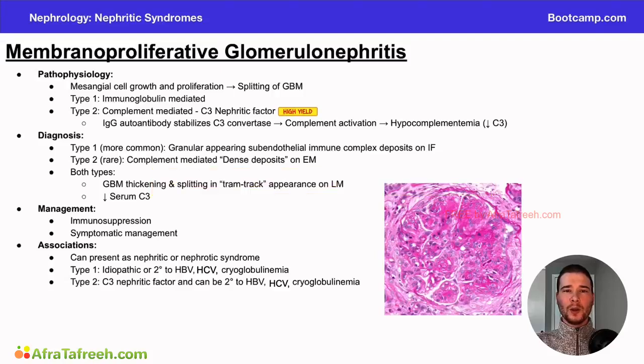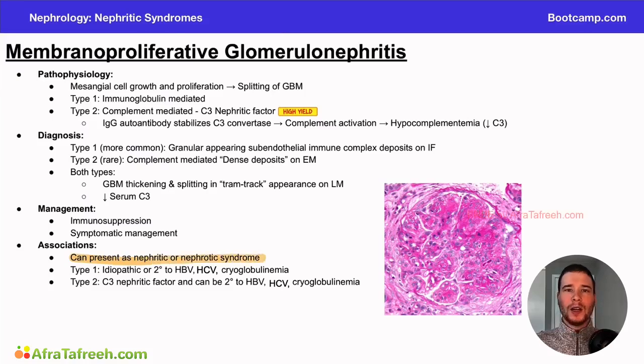So in this next video, we're going to talk about membranoproliferative glomerulonephritis. Overall, compared to some of the pathologies we've talked about in this chapter, this is a relatively rare condition. However, it's very important to know that this particular condition can actually present as a nephritic or a nephrotic syndrome.